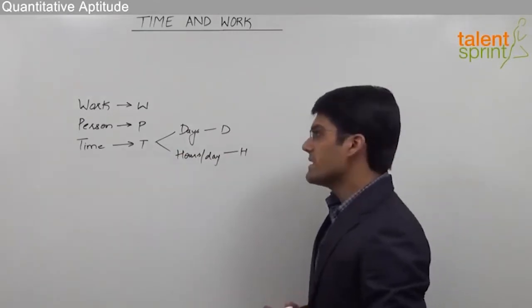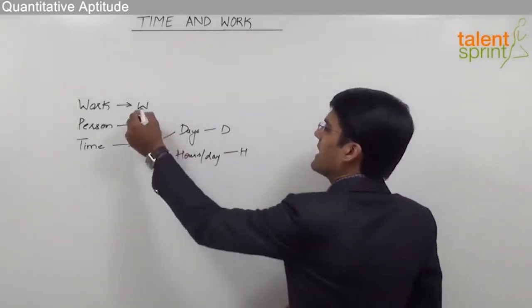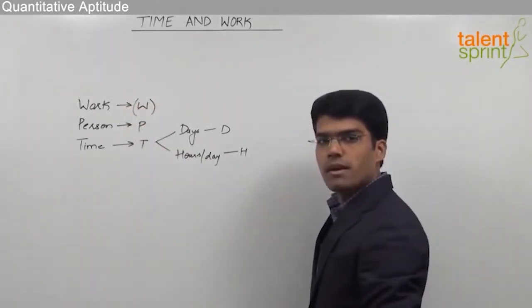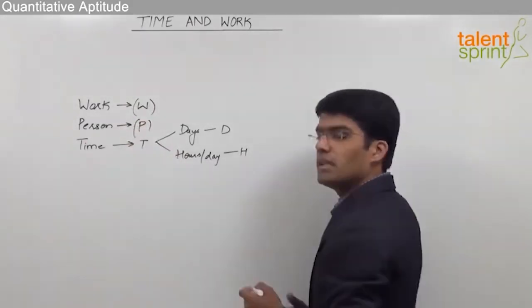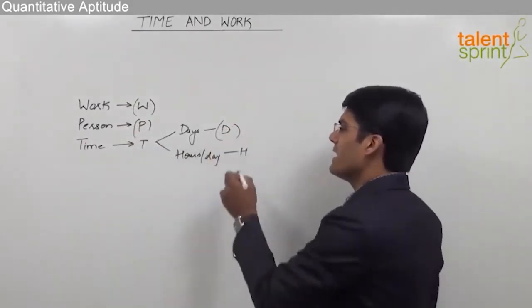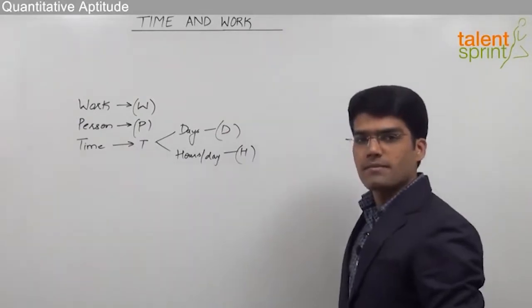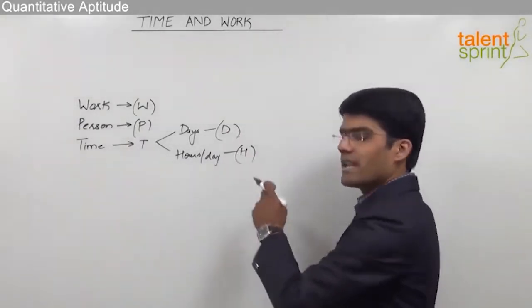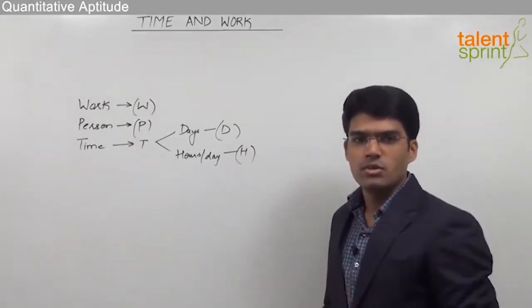So in all, you can see we have got the variables here, that is nothing but work denoted by W, the number of persons P, number of days D, and number of hours per day H. Both the number of days and number of hours per day are units of time.